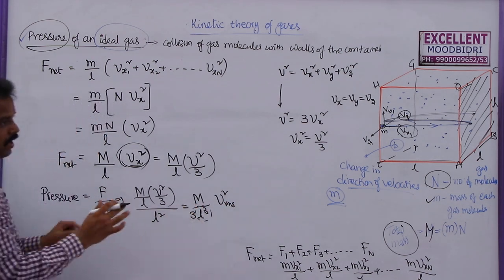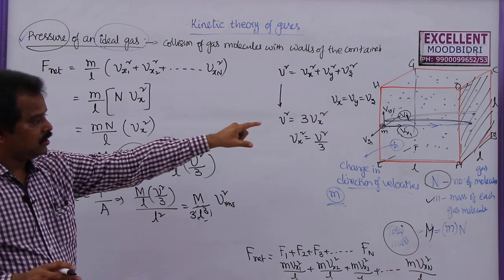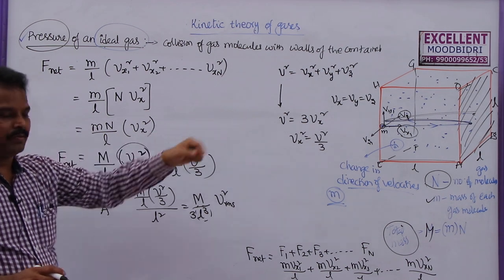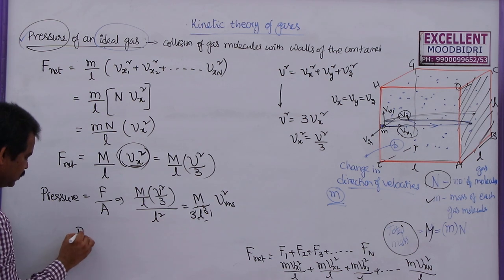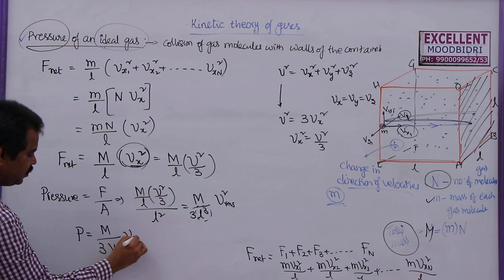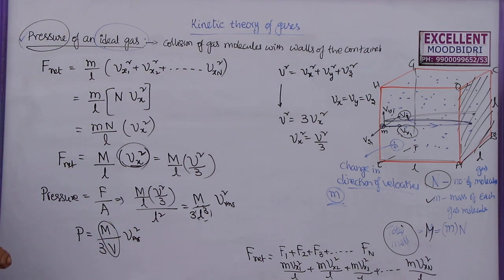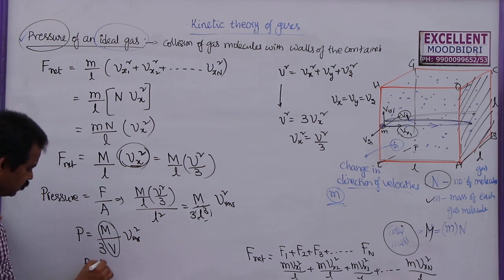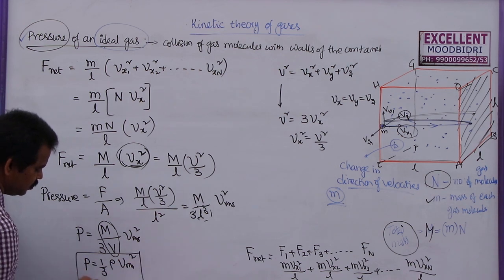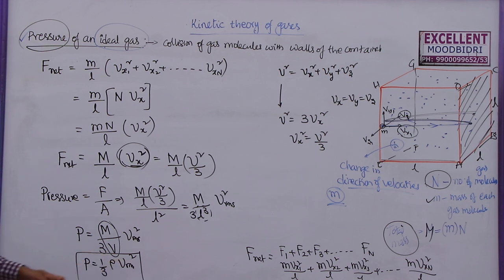What is this L cube? This is the volume of that container. In the assumptions, we assumed that the total volume of the gas is equal to the volume of the container. So we can write this pressure as mass by 3 times the volume, times v RMS square. What is mass by volume? This we write as the density. So pressure is equal to 1/3 rho v RMS square. This is the pressure of the gas, which is given by 1/3 rho v RMS square.